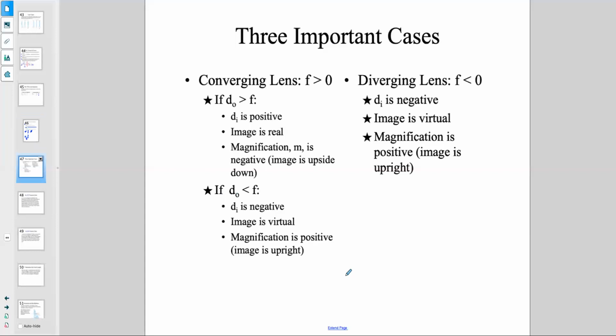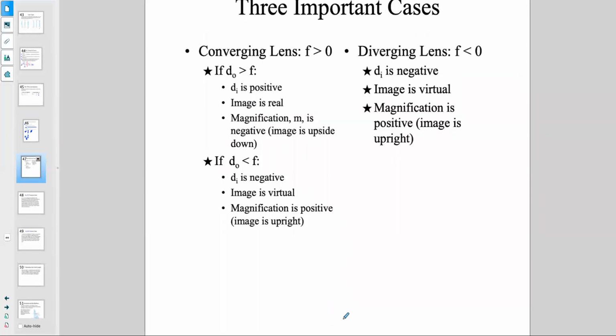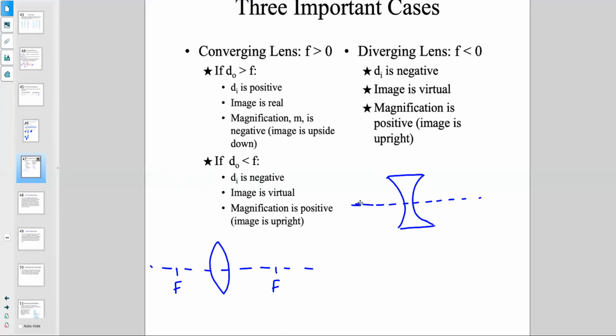For the diverging lens, converging lenses are these lenses. This is f, and this is f. And then diverging lenses are double concave, for example. It's a diverging lens, right? So di is negative, as we know that. Image is virtual all the time. If the f is negative, by the way, so f is negative. Magnification is positive. Image is upright.